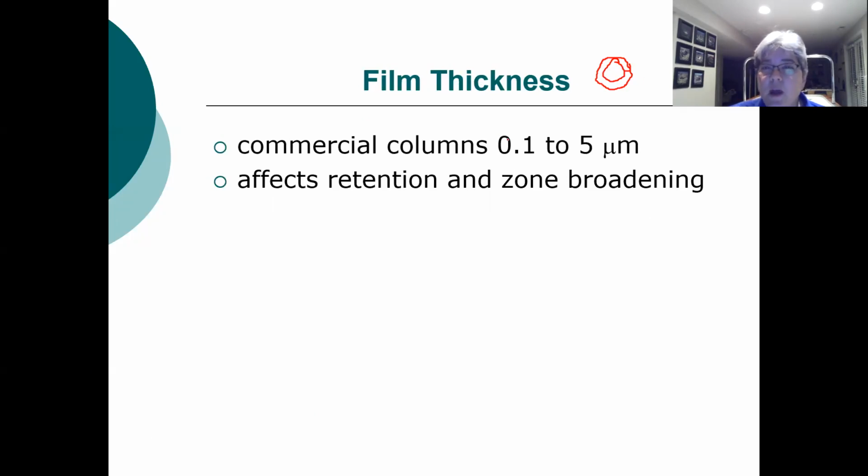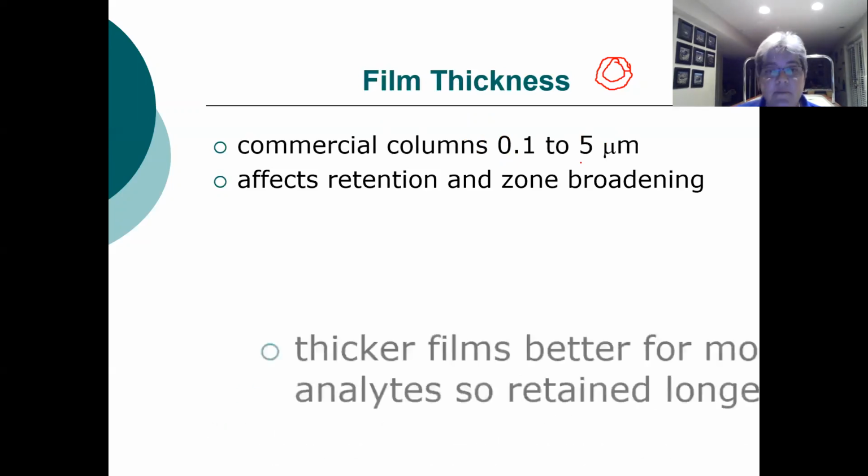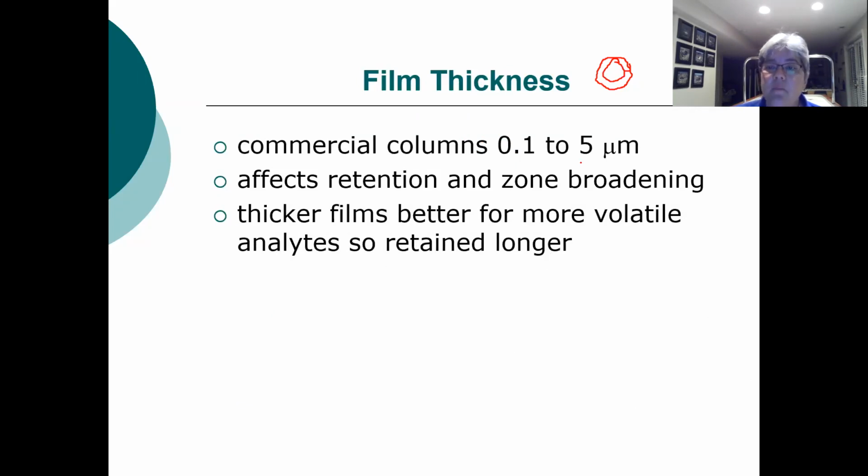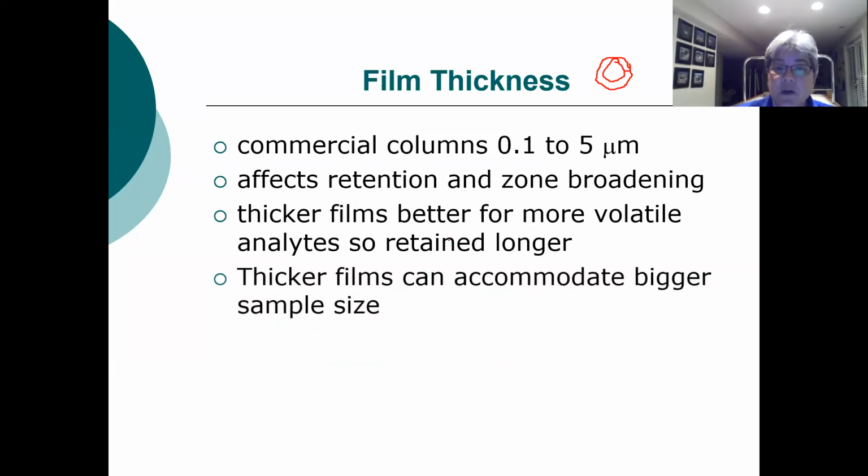So in a commercial column, those thicknesses are actually usually somewhere between 0.1 to 5 micrometers. Okay, remember that film thickness, it affects the retention and zone broadening. Thicker films are better if you have a more volatile analyte. Okay, thicker films mean things are going to be retained longer. So if you have something that's coming off the column too quickly, a thicker film will make it stay on the column longer. We also know that thicker films can accommodate a bigger sample size. The more film thickness, the more sample you can put on a column.